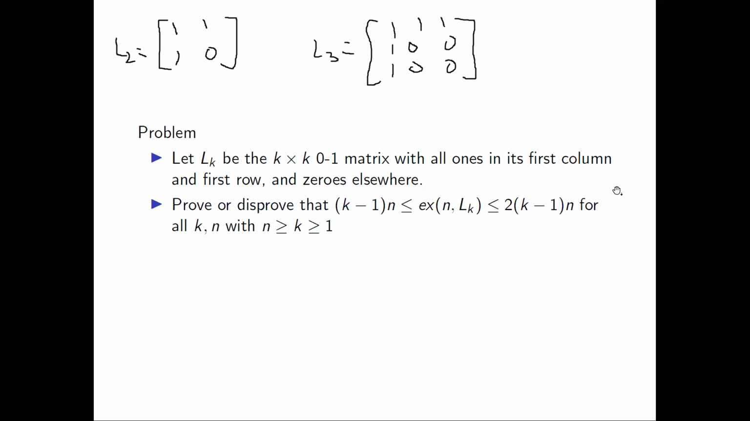So here's what I'm asking you to prove or disprove. Prove or disprove these bounds. K minus 1 times n is less than or equal to EX of n, LK, which is less than or equal to 2 times k minus 1 times n. So see if it's possible to prove that, or if it's not, see if you can find some counterexample. So if you can construct some n by n matrix for some n greater than or equal to k which contradicts this inequality.